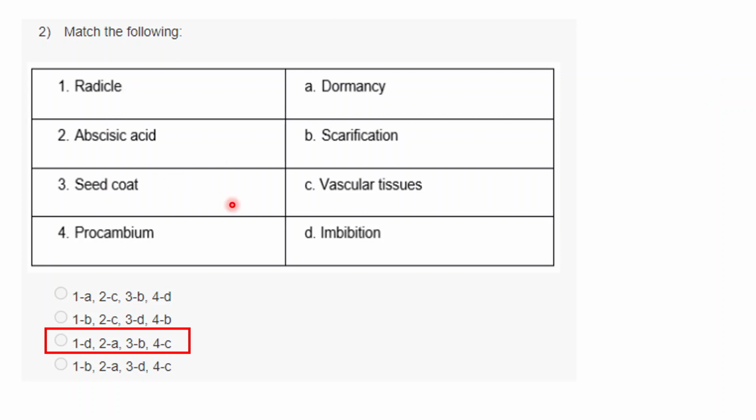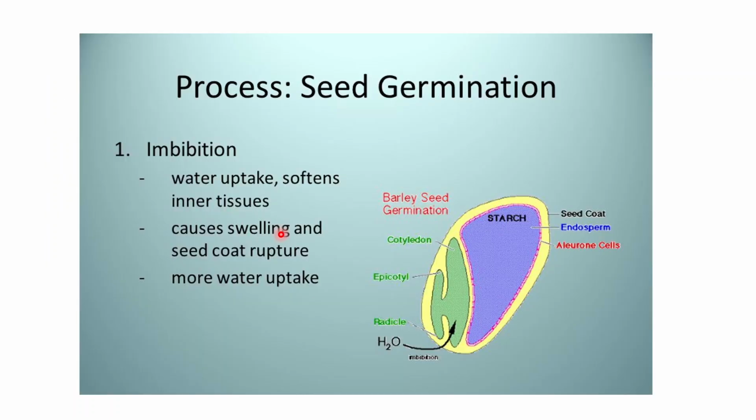So radical matches with imbibition, abscisic acid with dormancy, seed coat matches scarification, procambium matches vascular tissues. So let us look at these processes one by one.